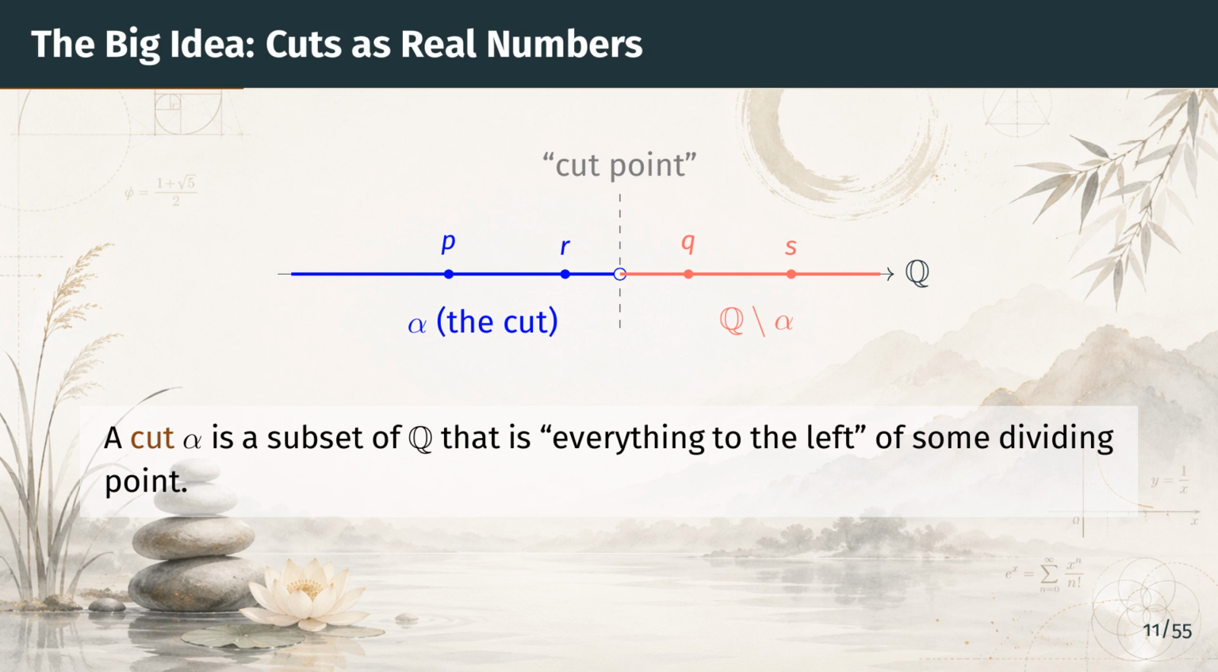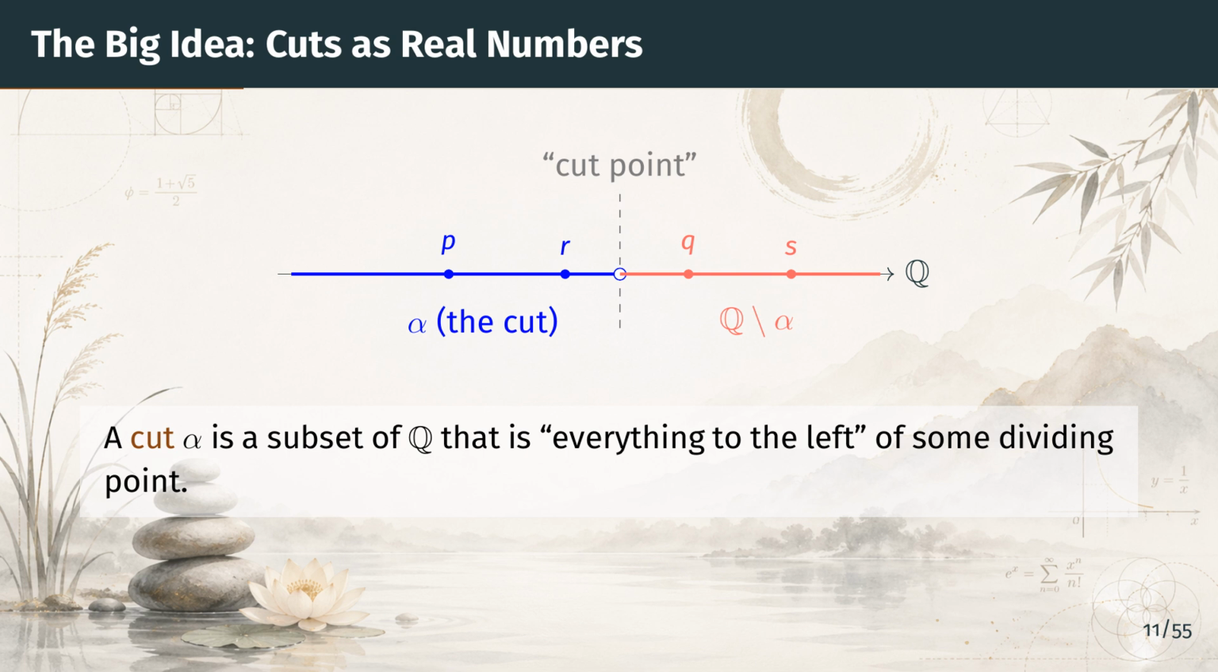Here is the central idea. Think of the rational number line. A Dedekind cut is a way of slicing this line into 2 pieces, a left piece and a right piece. The left piece, which we call alpha, is the cut itself. Every rational p in the cut is less than every rational q not in the cut. The beautiful thing is that the dividing point does not have to be a rational number. This is exactly how cuts capture irrational numbers, like the square root of 2.